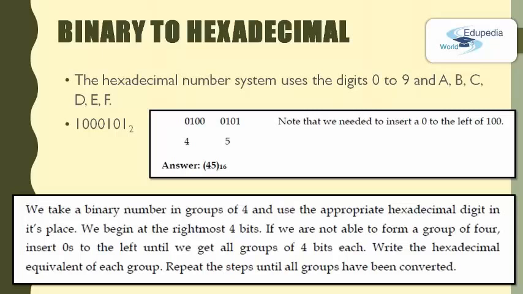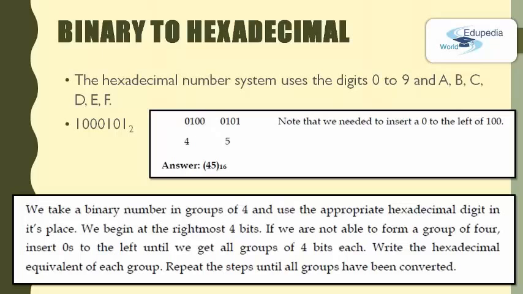The first step is creating groups in the binary value. We have to start from the rightmost position, and each group should contain 4 bits. So the first group is 0101. After the first group, 3 bits are remaining. Therefore, to make it 4, we have to put a 0 in front of the value. So the second group is 0100.